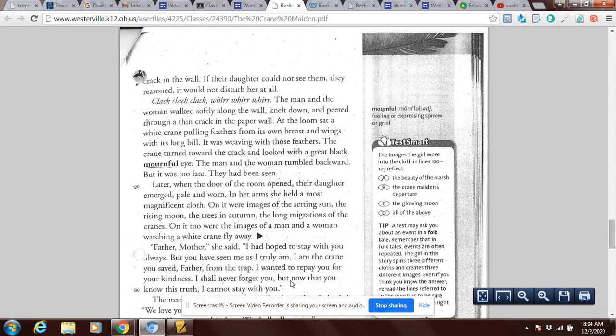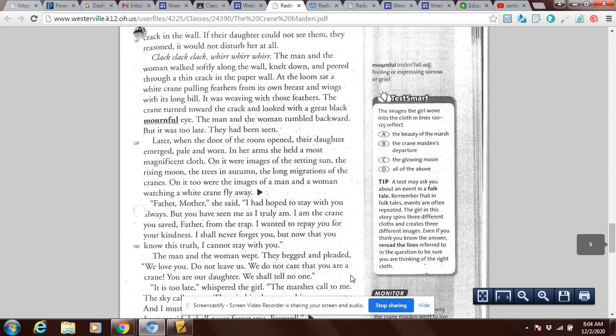"Father, mother," she said, "I had hoped to stay with you always, but you have seen me as I truly am. I am the crane you saved, father, from the trap. I wanted to repay you for your kindness. I shall never forget you, but now that you know the truth, I cannot stay with you." The man and the woman wept.